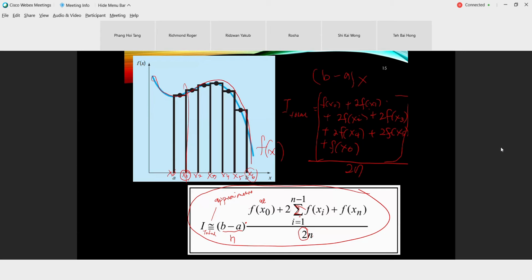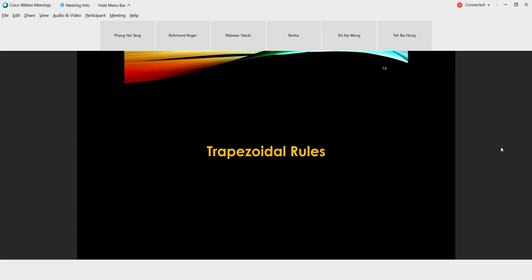Any question? So please highlight this formula using your module or your textbooks. Please make sure that you know how to use this formula. Any more questions? No questions on rectangular. Okay, so now let's proceed to the trapezoidal rule.